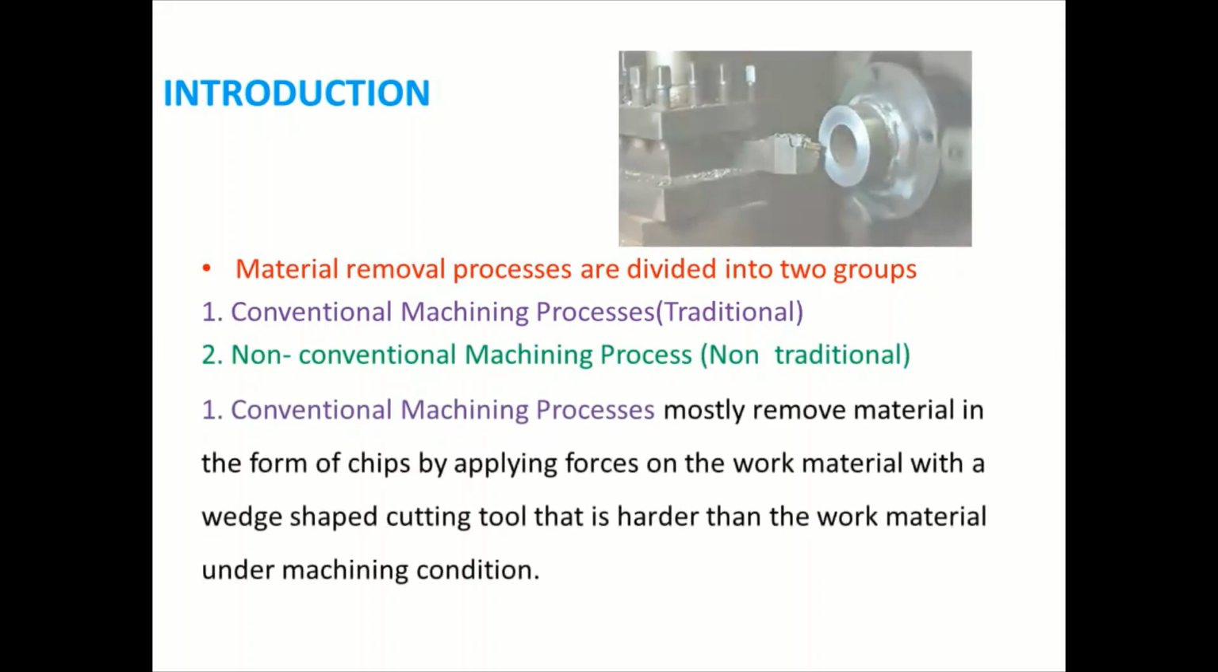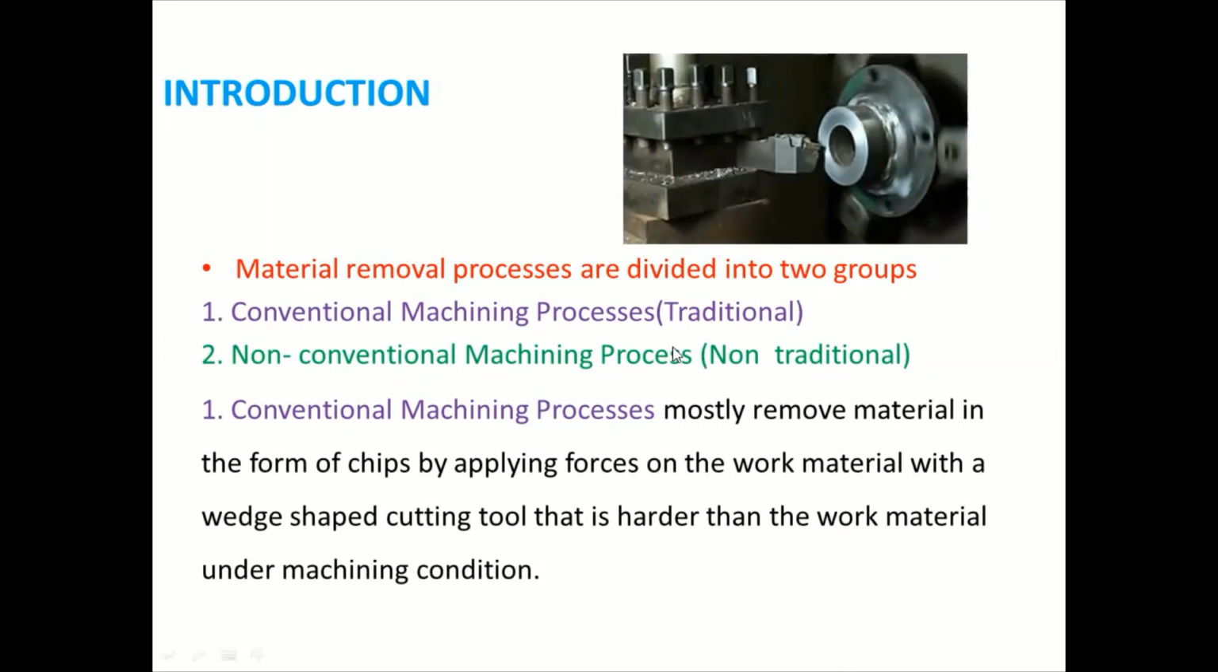So in conventional machining process, mostly the removal material is in the form of chips where the force has been applied on the workpiece with the help of this cutting tool, and tool is always harder than the material to be cut. So mostly in conventional machining process, for example, if you see the lathe machine, milling machine, shaper machine, slotting machine, all these processes which take place there are the conventional machining process. So here we can see that.